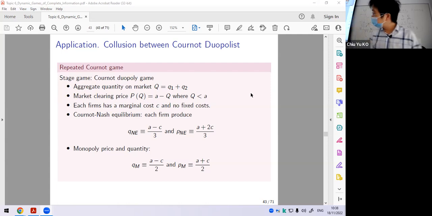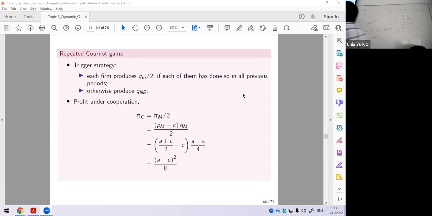Anyway, that is the graph here. So how do we support this using our trigger strategy? The way to proceed is that each firm produces AC over 4, and if any firm deviates, we go to Cournot forever. So we're in heaven, and if not heaven, then hell forever. That is the trigger strategy.